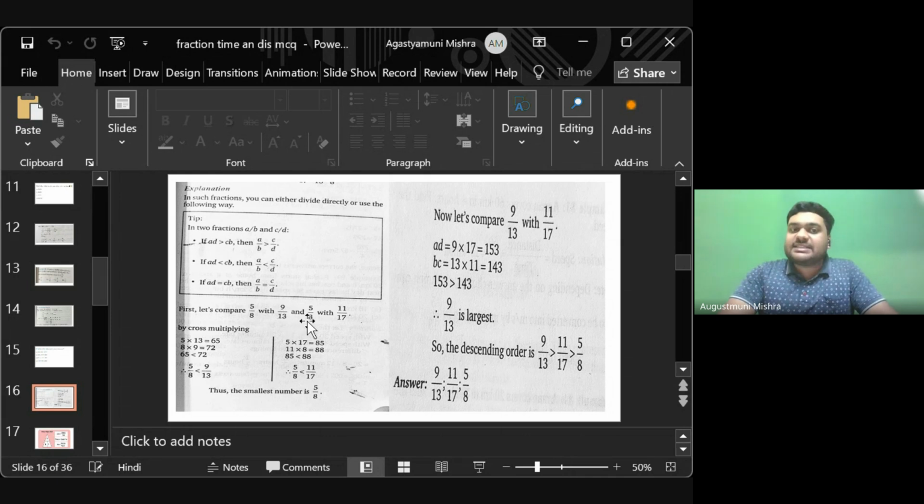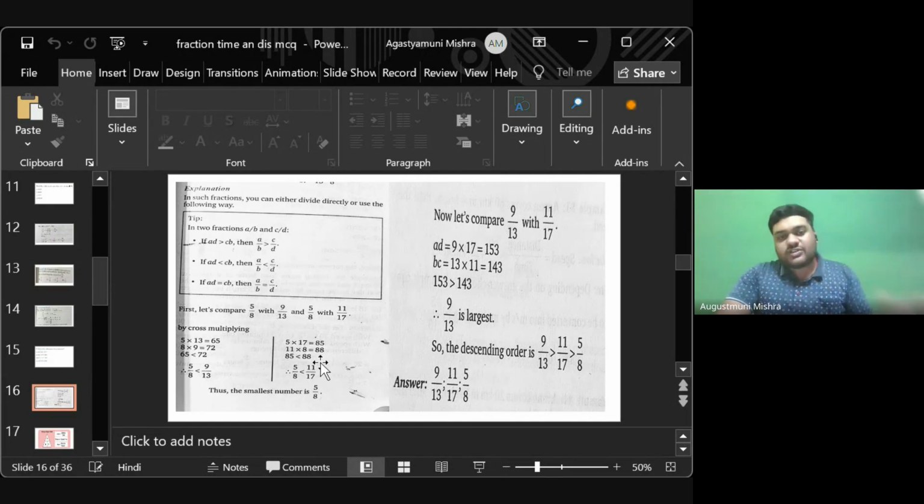Then in the other case, you are cross multiplying 5 by 8 with 11 by 17. 11 by 17 is greater in that case, because the answer of cross multiplying will be 85, which is lesser than 88. Okay, this is one method.